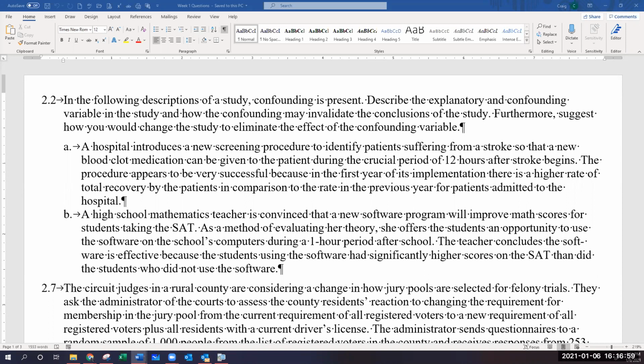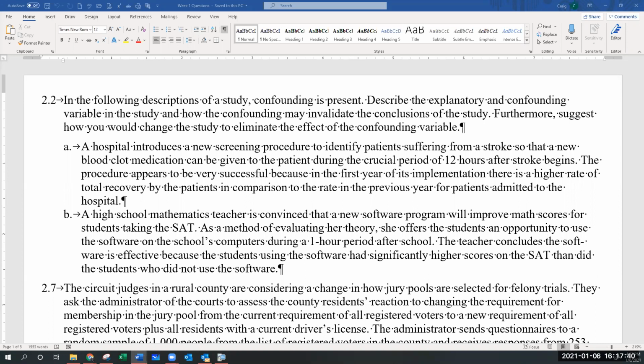Yeah, I can see that, right? But think about it from a hypothesis testing standpoint. A hospital introduces a new screening procedure to identify patients suffering from a stroke so that a new blood clot medication can be given to the patient during the critical period of 12 hours after the stroke. The procedure appears to be very successful because in the first year of its implementation, there is a higher rate of total recovery by the patients in comparison to the rate in the previous year for patients admitted to the hospital. So what kind of hypothesis or claim would somebody make?